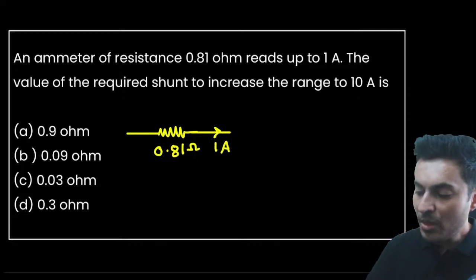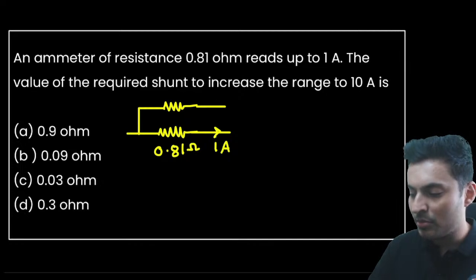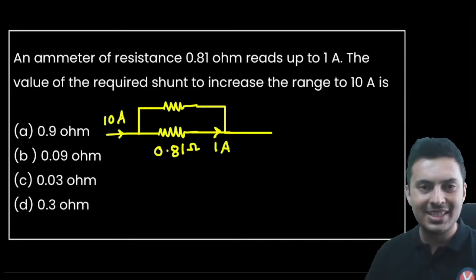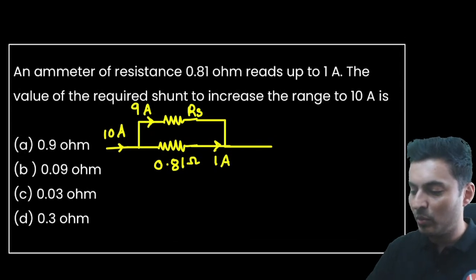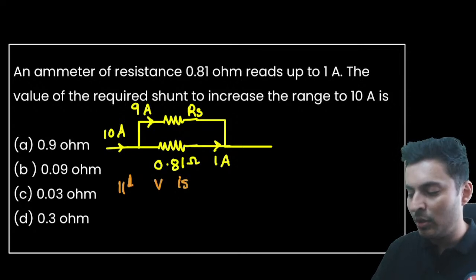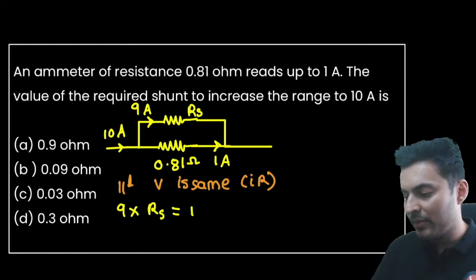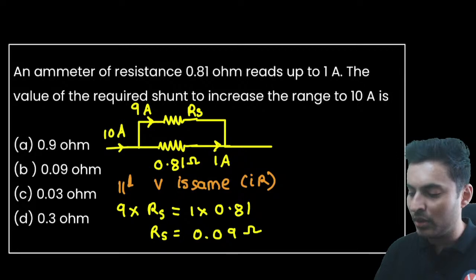Now, if you put up a shunt resistance, I don't know how much it will be. I'll just put it in parallel. That's what I know shunt does. And I want to increase the range to 10 amperes. So the current that goes in is 10 amperes. Out of that, 1 ampere will go through the ammeter. How many remaining amperes will go through the shunt resistance? Obviously 9 amperes. And we know both these things are in parallel, so voltage is going to be the same, so IR is going to be the same. Current is 9 times R_s, and on the other side current is 1 and resistance is 0.81. So what is that resistance going to be? Won't it be 0.09 ohm?